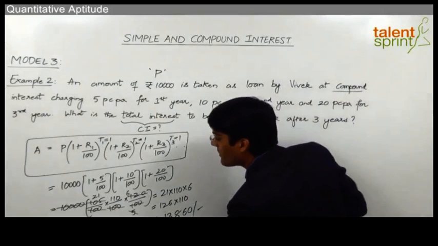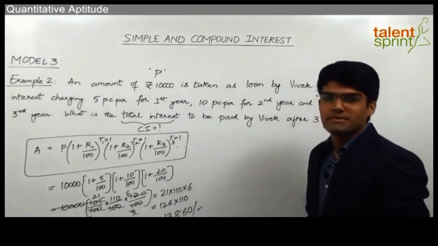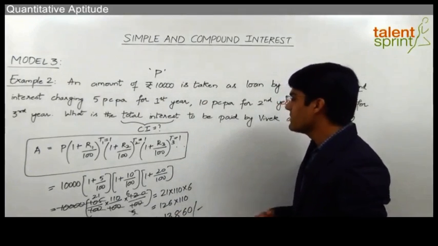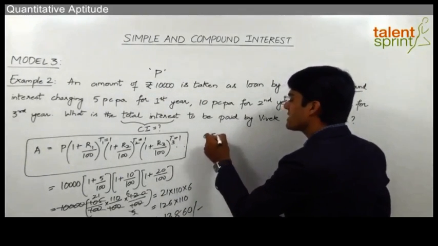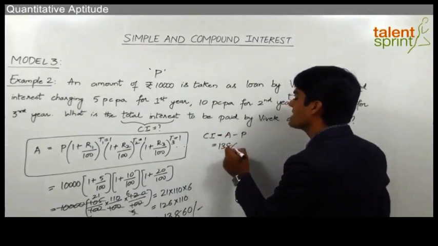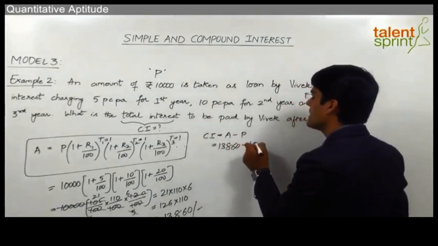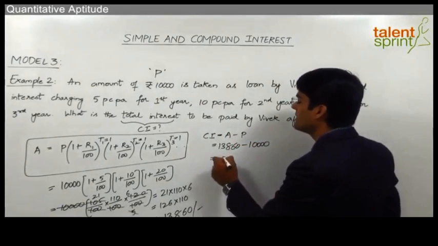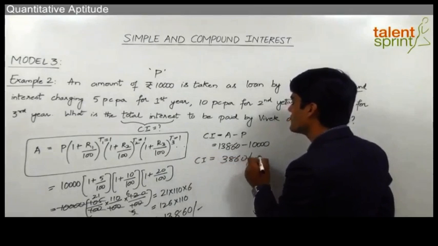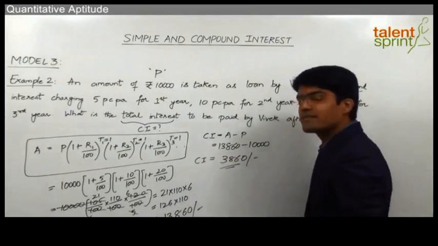from this total amount we need to subtract the principal. The principal here is nothing but 10,000. So the total interest can be taken as I've already discussed, amount minus principal. So 13,860 minus the principal amount 10,000. This comes out to be 3,860 rupees. So the total interest after 3 years would be 3,860 rupees.